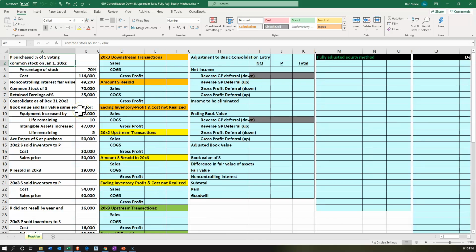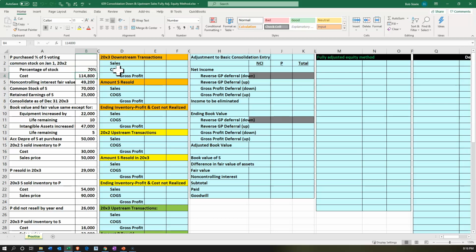P purchased a percentage of S's common stock. P is the parent, S the subsidiary. The purchase happened on January 1st, 20X2, and the purchase was for 70%. So we have a controlling and non-controlling interest.